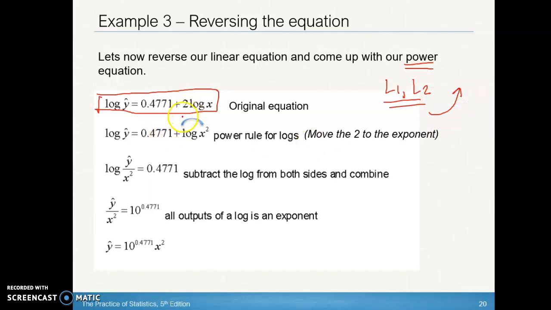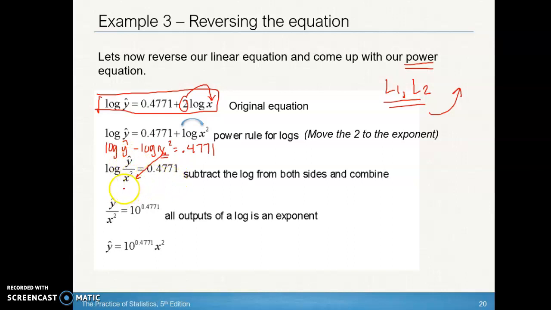But all we did right here is, number 1, we know that this coefficient pops up as an exponent. That's my first step. Then what I can do is move the log over to the other side. Basically, I have the log of y hat minus the log of x squared equals 0.4771. When you have a subtraction, remember whatever's here goes in your denominator. So log of y hat over x squared equals 0.4771.